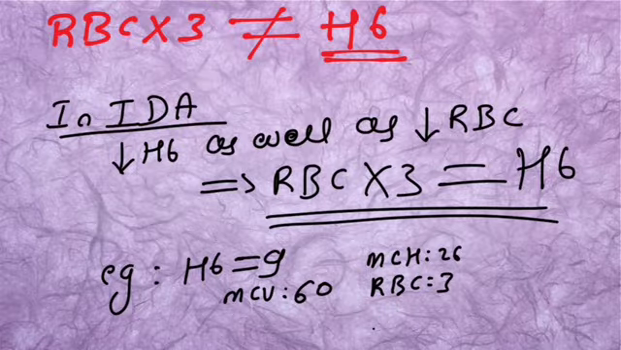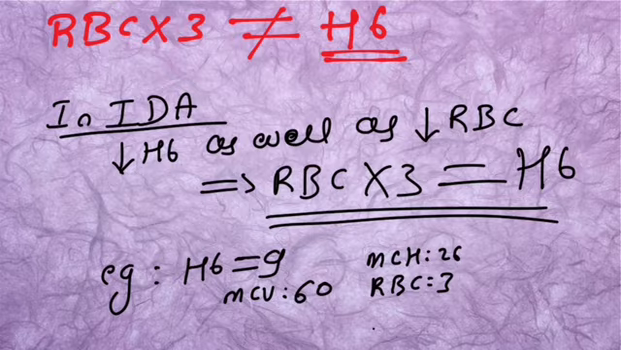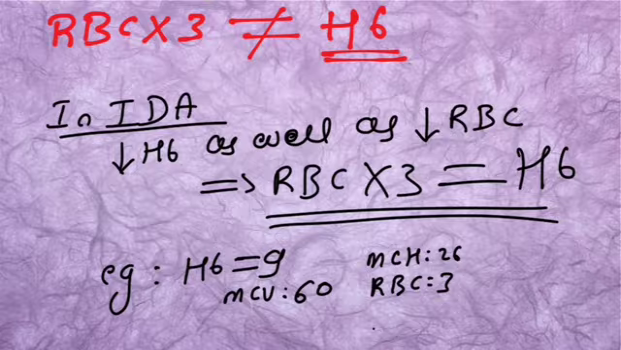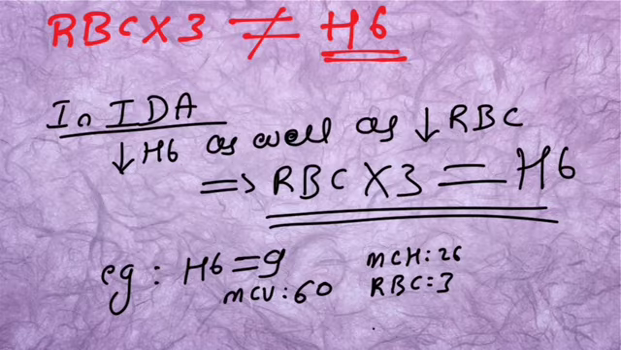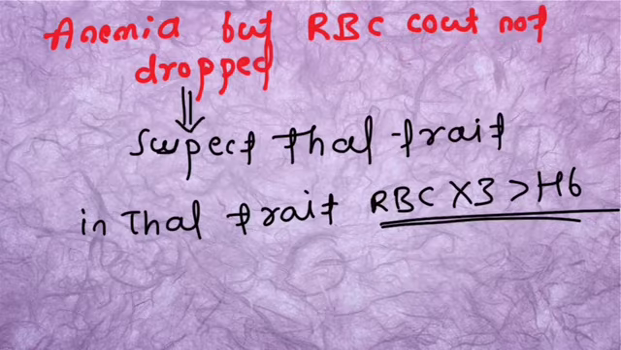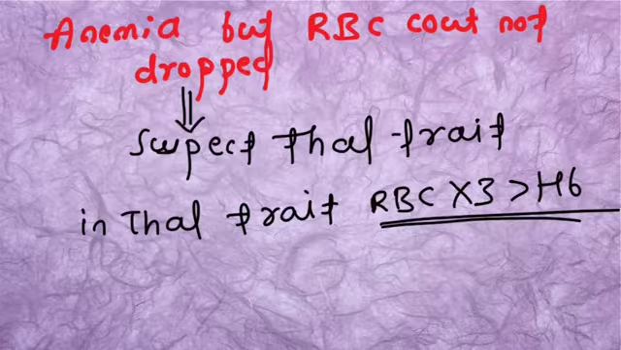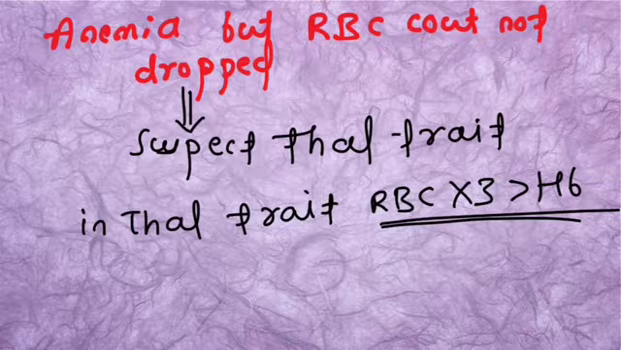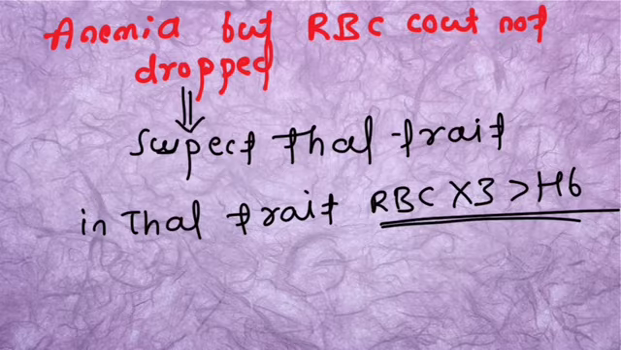If RBC into 3 is not equal to HB, that is abnormal. In iron deficiency anemia, hemoglobin decreases as well as RBC also decreases. RBC into 3 equal to HB is maintained. For example, HB is 9 here and RBCs are 3 million. That means it is maintained. Anemia but RBC count not dropped. In this case we suspect thal trait. In thal trait, RBC into 3 is more than HB.